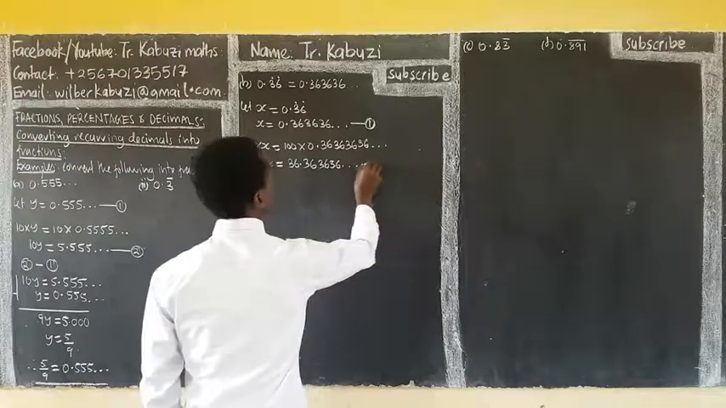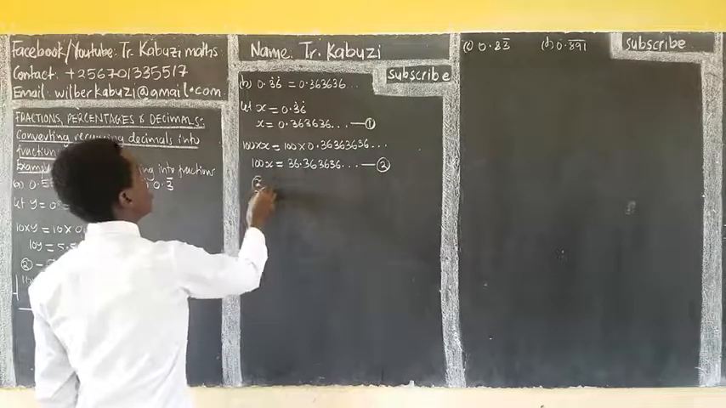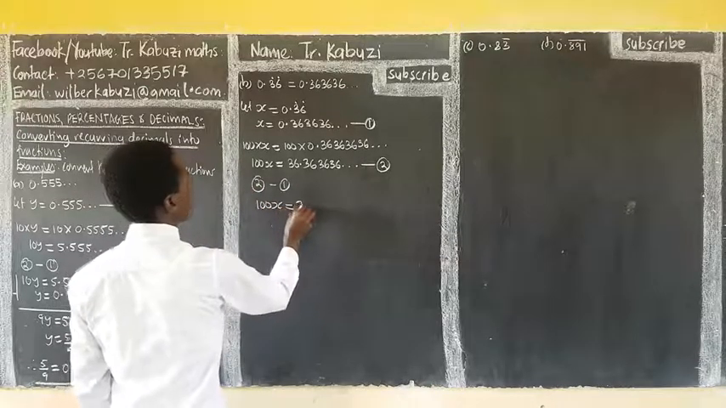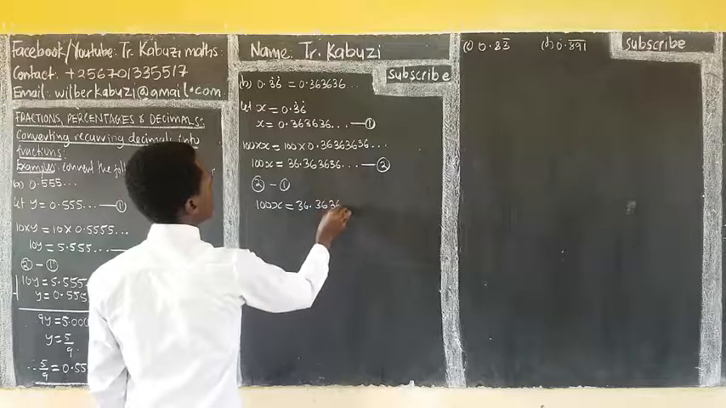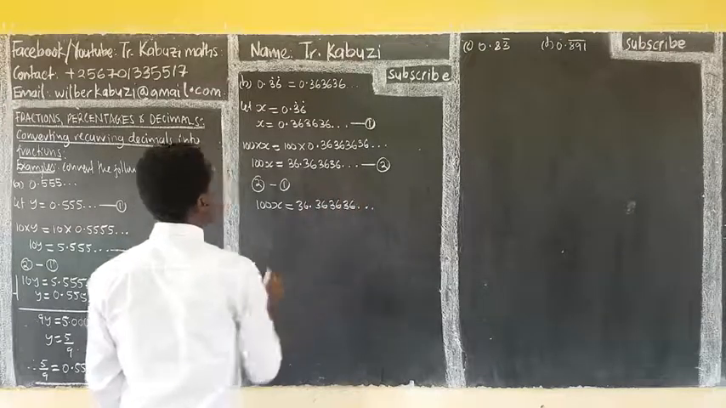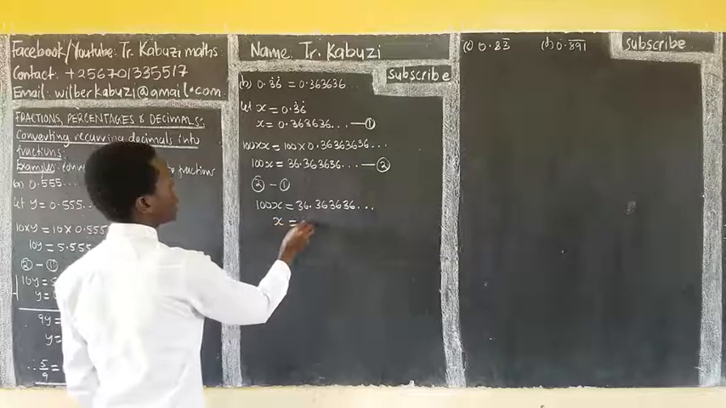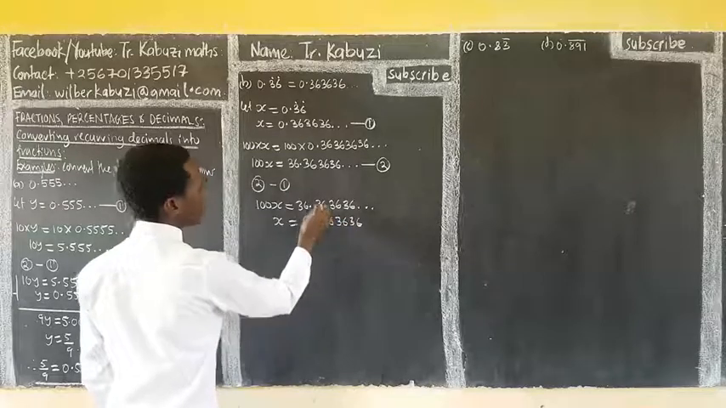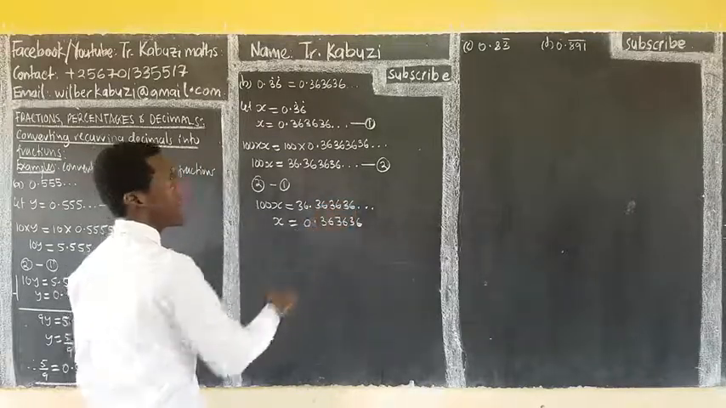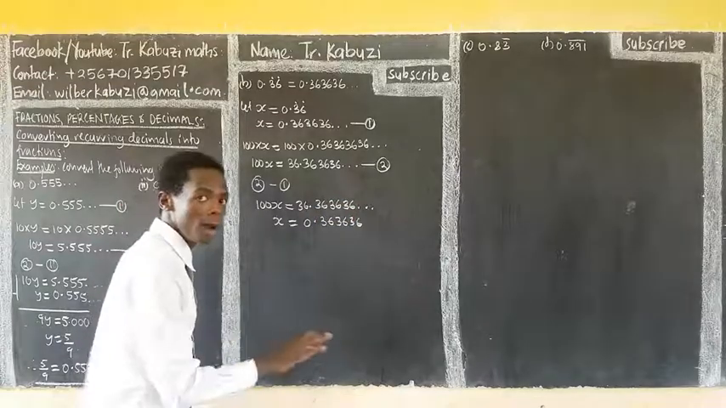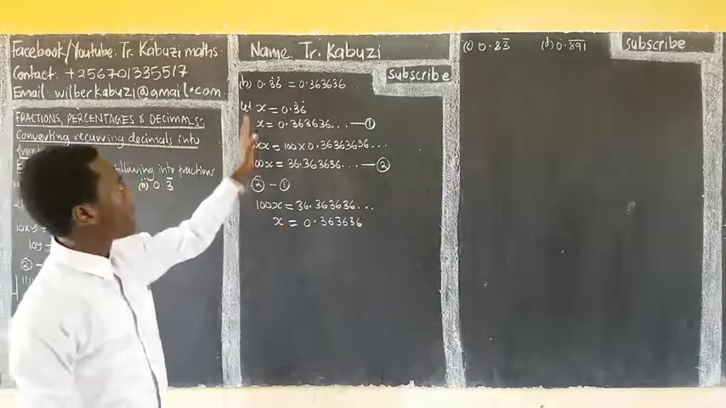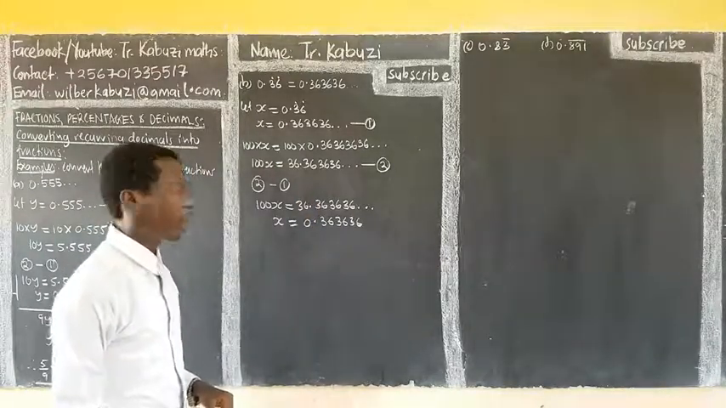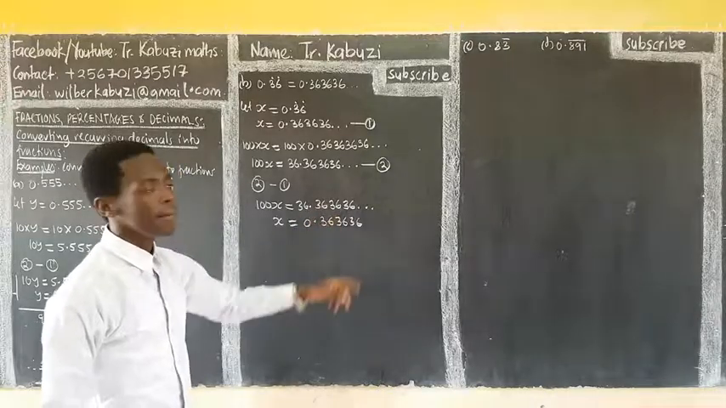So this one you call equation 2. So we say 2 minus 1. My 2 is 100x equaling 36.36 recurring. Then my 1 is x equaling 0.36 recurring. I think it's uniform 36, so that when we subtract, they all vanish to 0. Our task is, we are doing this to eliminate these numbers after the decimal point. That's why we make them uniform.